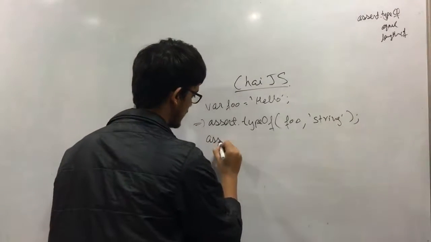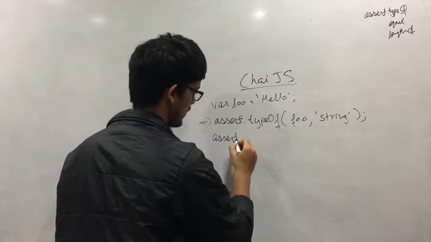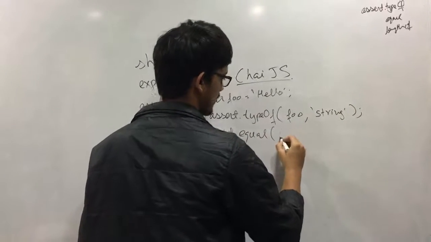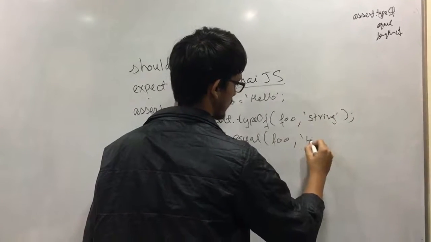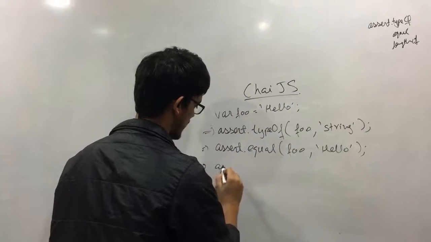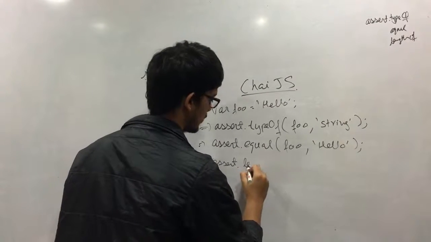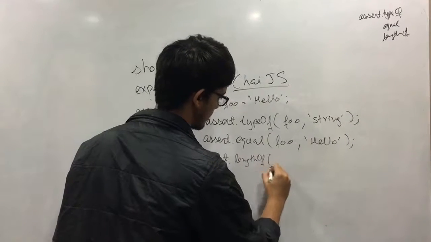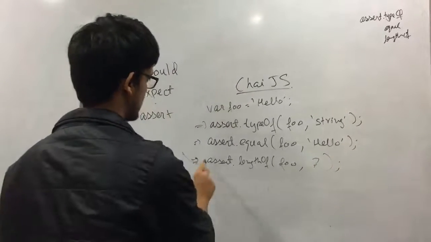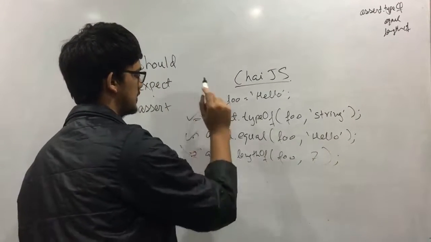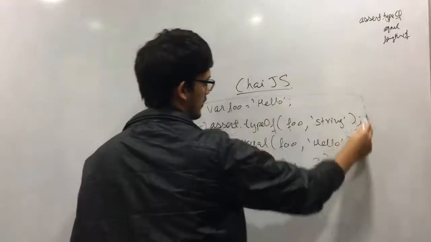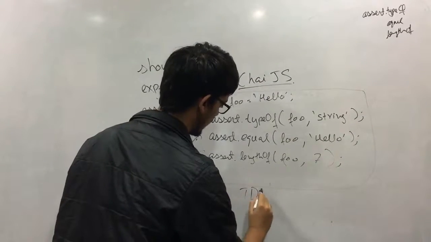Now you can also see in the documentation of Chai.js that there are many other APIs for testing with assert. Let's say assert.equal, where you can test two values. Foo should be equal to hello. Or there's this another API, assert.lengthOf foo to be equal to 7. So in this case the test case might fail, and in this case the test case might assert correctly. So this was assertion in TDD style of development.